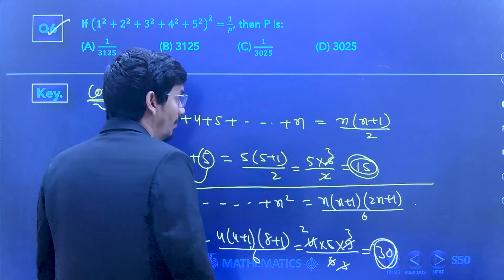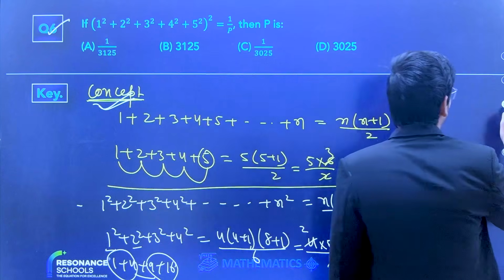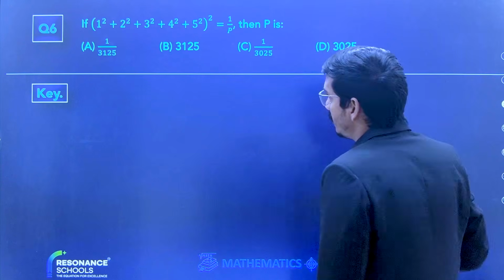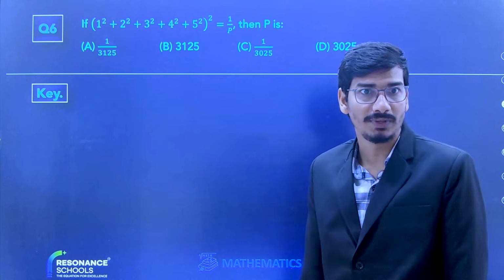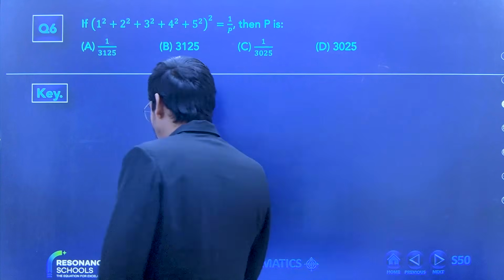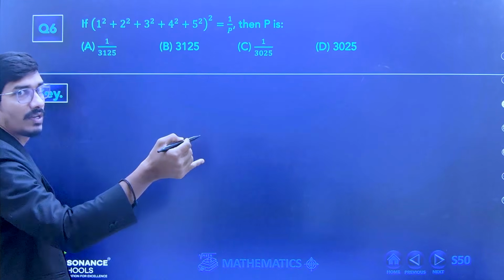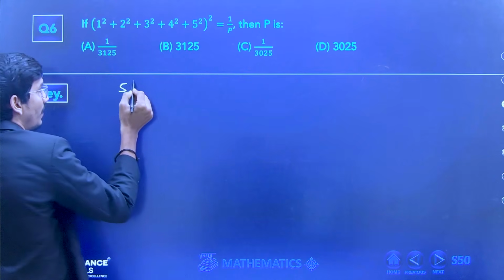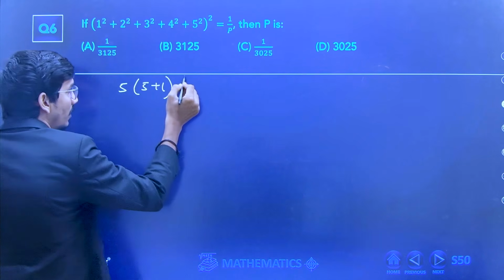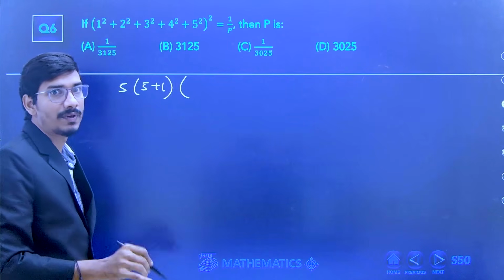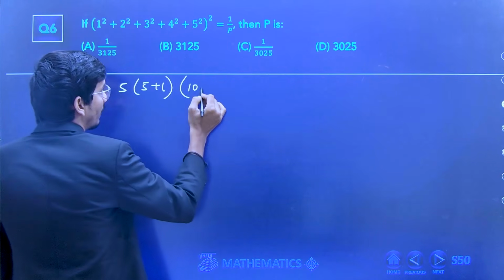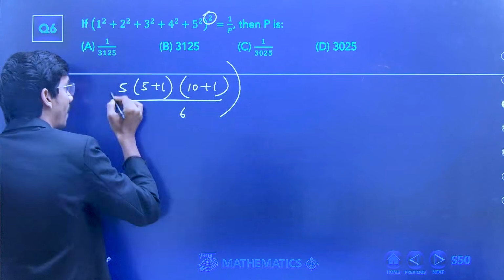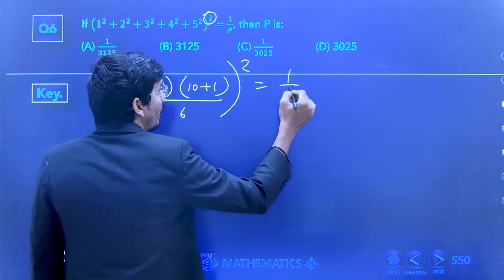Okay, so now coming to the question part. 1 square plus 2 square plus 3 square plus 4 square plus 5 square. We can apply the formula, beta. So what is the formula? n into (n plus 1) into (2n plus 1) by 6. So n is what? 5. So 5 into (5 plus 1) into (2n plus 1), meaning 5 into 2 is 10, 10 plus 1, divided by 6, whole square equals 1 upon p.